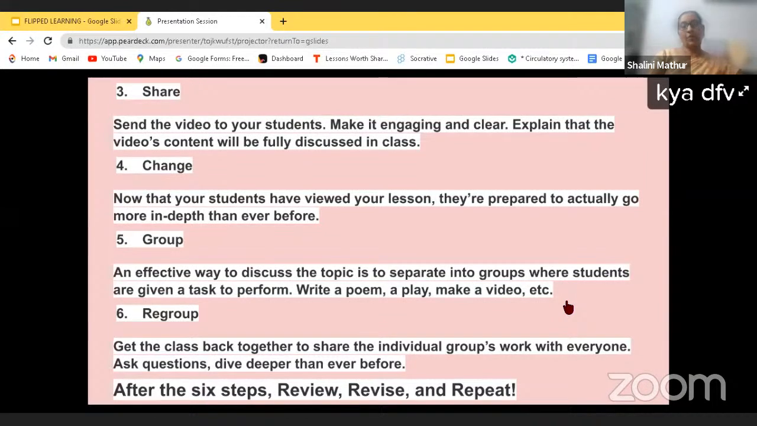Now regroup. Get the class back together to share the individual groups' work with everyone and ask questions, dive deeper than ever before. This is the best way.